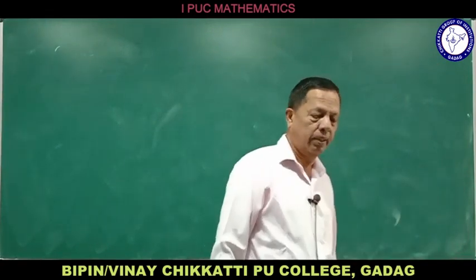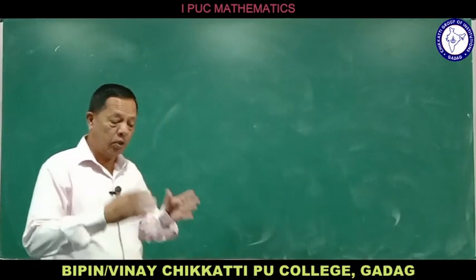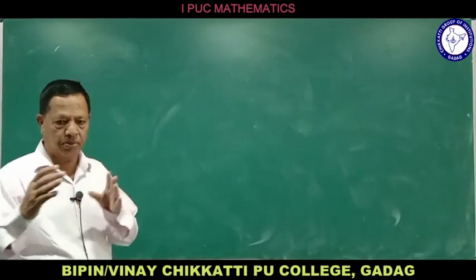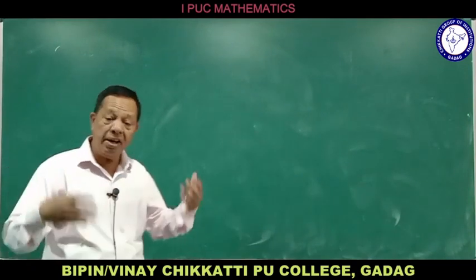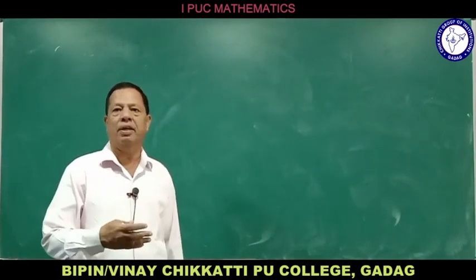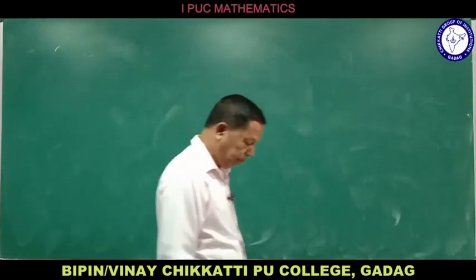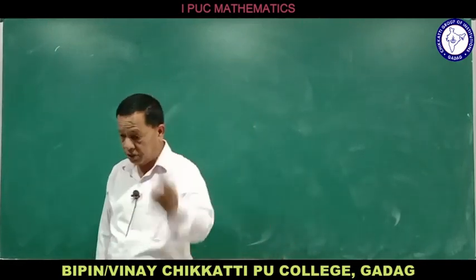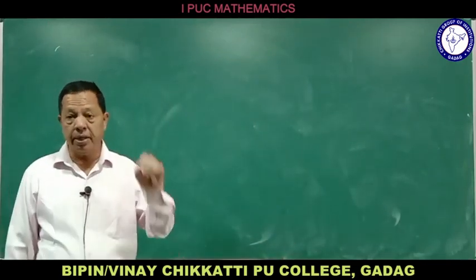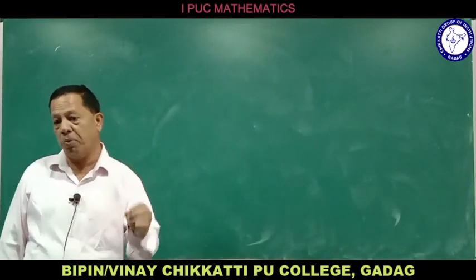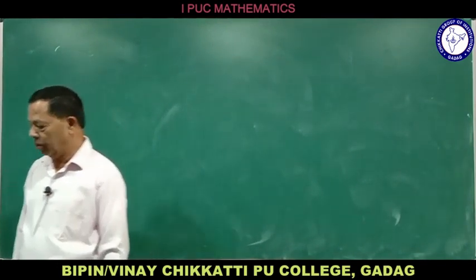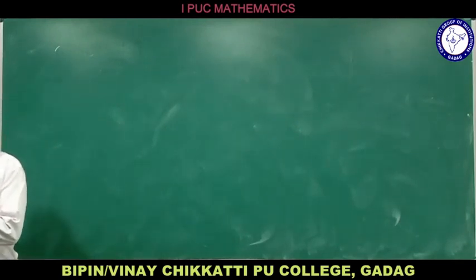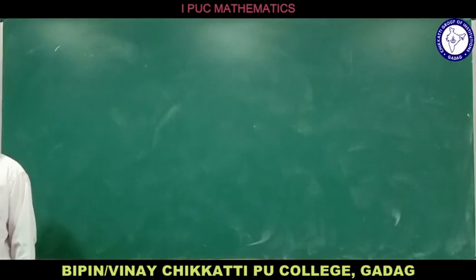That I want to tell. Here you can see that the total relations from set A to set B is defined as the total number of subsets of the Cartesian product A cross B. Once again, the total number of relations that can be defined from set A to set B is the number of possible subsets of A cross B.